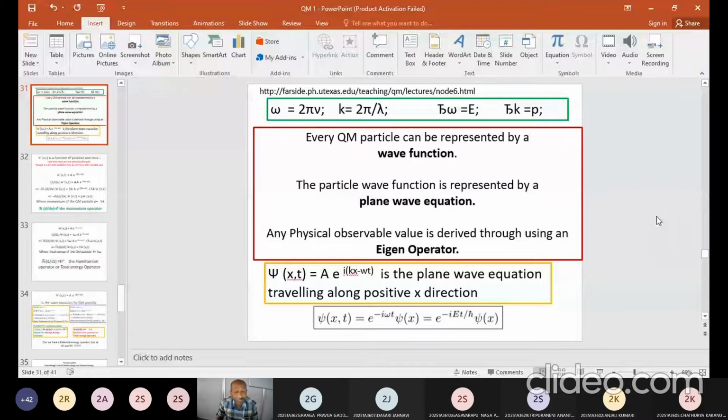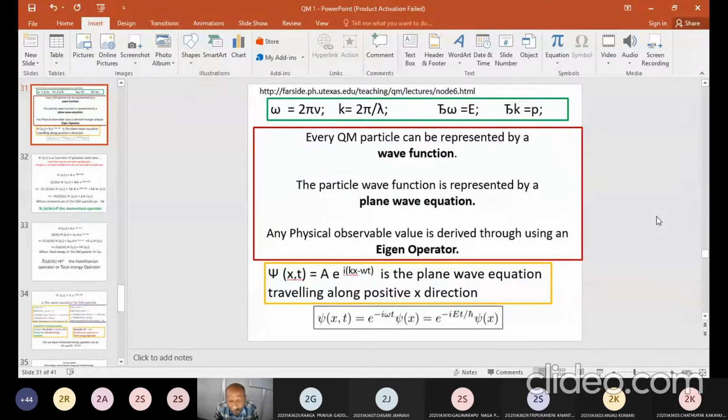The wave function is represented by psi of x comma t, that is position and time dependent. It could be x comma t, y comma t, or r comma t, where r implies a general direction, or along the x, y, z directions. A is the amplitude of the wave, and e to the power of i(kx minus omega t) is the variation in the value of psi, that is the wave function. When I take e to the power of i(kx minus omega t), it implies a wave traveling along the positive x direction.